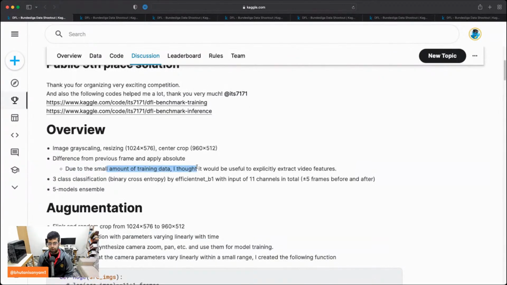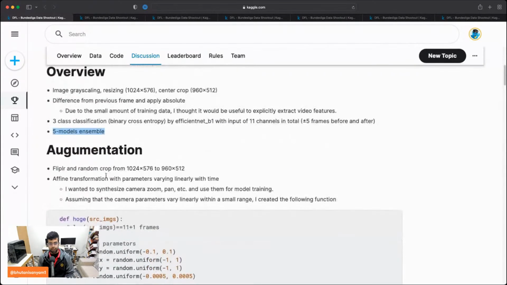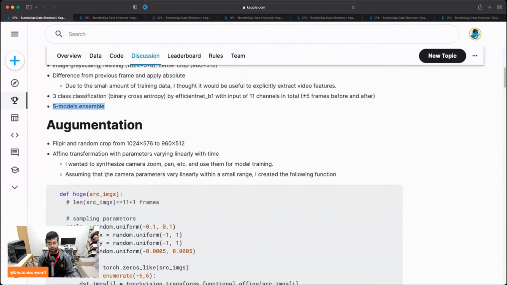He says due to the small amount of training, it would be useful to extract video features, do three-class classification by different EfficientNets with input of 11 channels in total, and finally a five-model ensemble. He shares the augmentation in detail here.